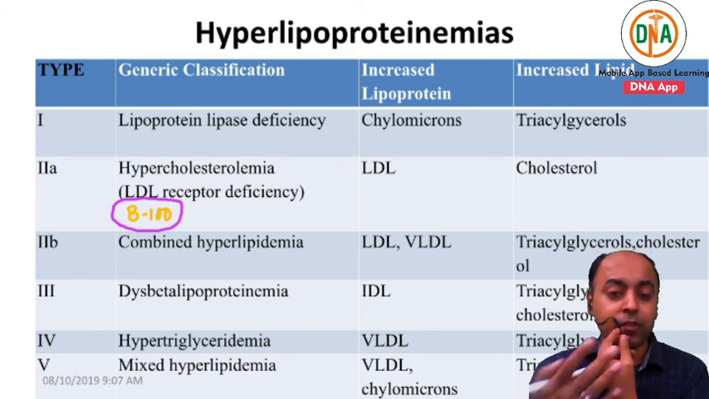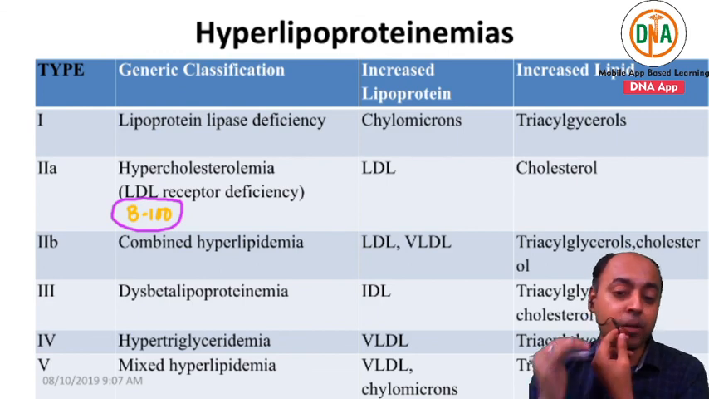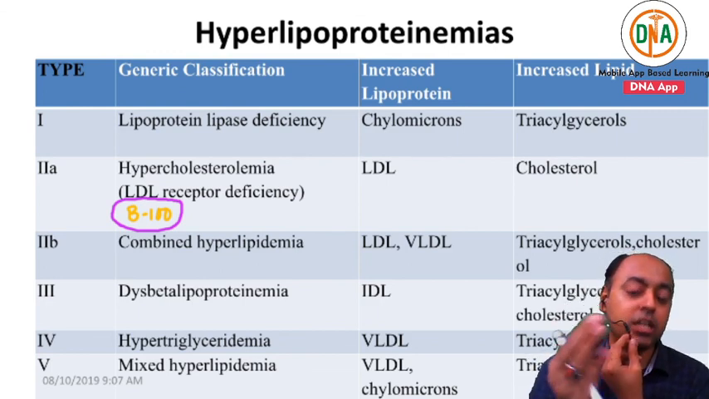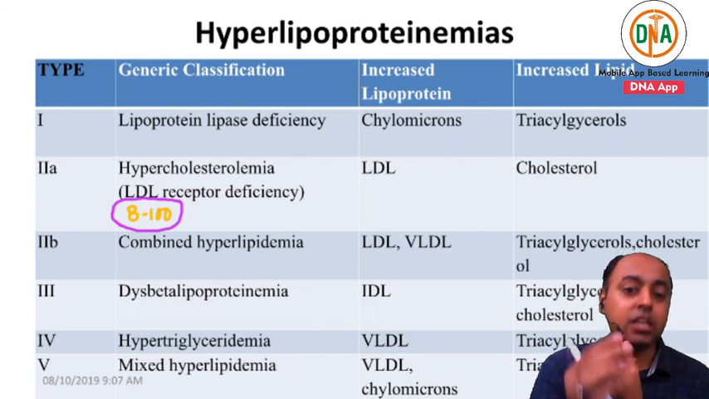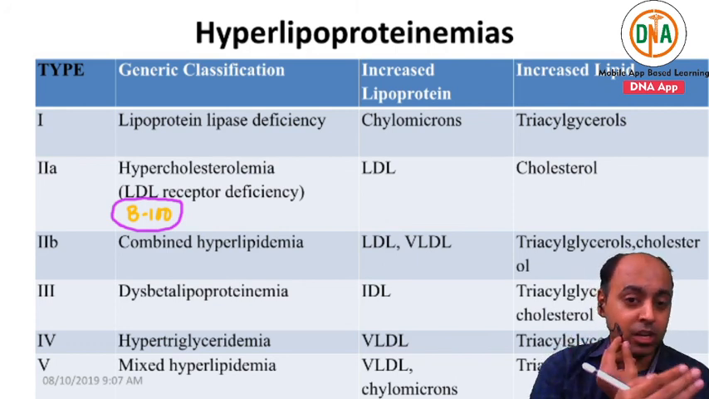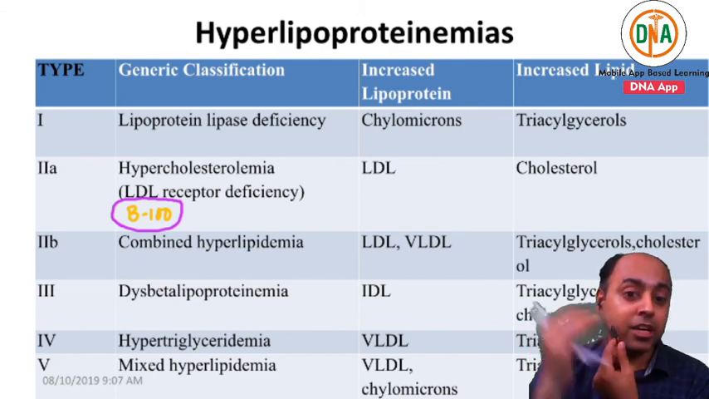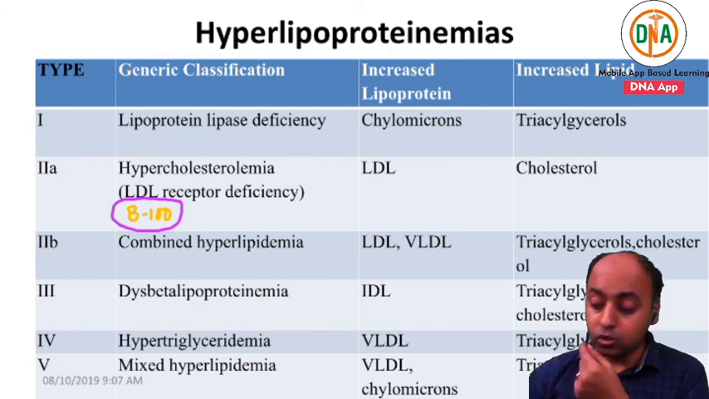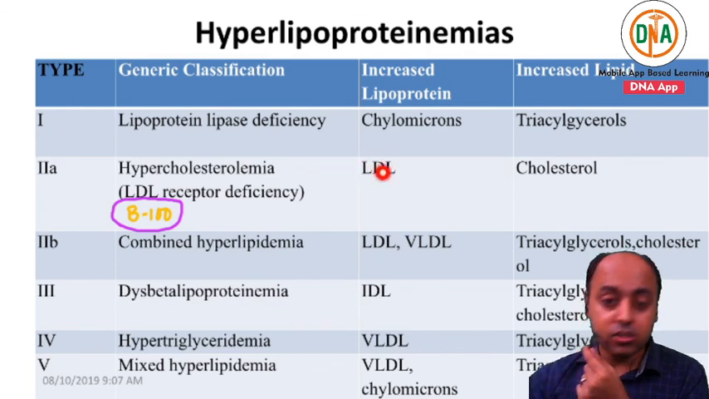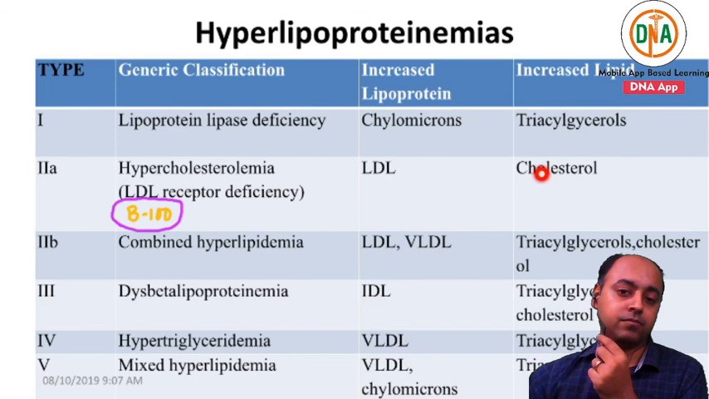So what will happen? The B100 is primarily used by LDL for uptake, because in the chylomicron remnant, in the VLDL remnant, in the HDL, we have the different ligands. In the remnants, we have the ApoE. For HDL, we have the ApoE1. So the only thing which is left, which cannot be taken up, is the LDL. So LDL will persist in circulation, and primary content in LDL is the cholesterol.